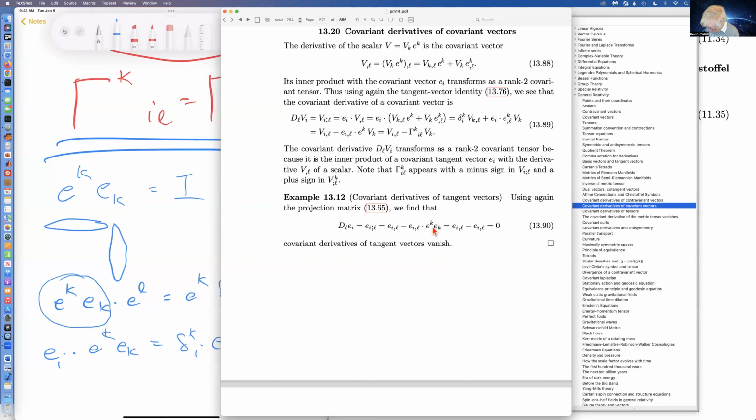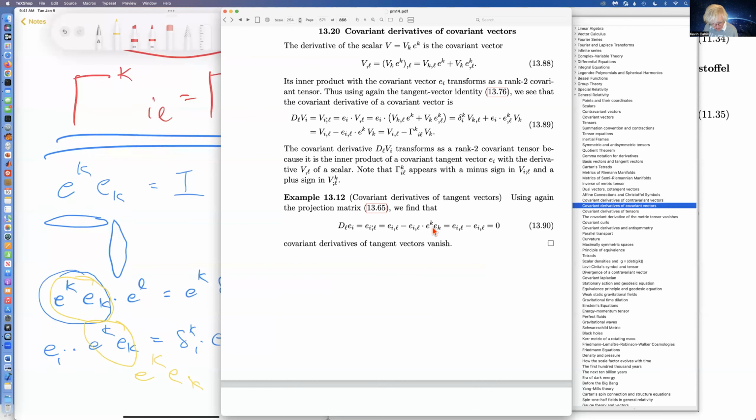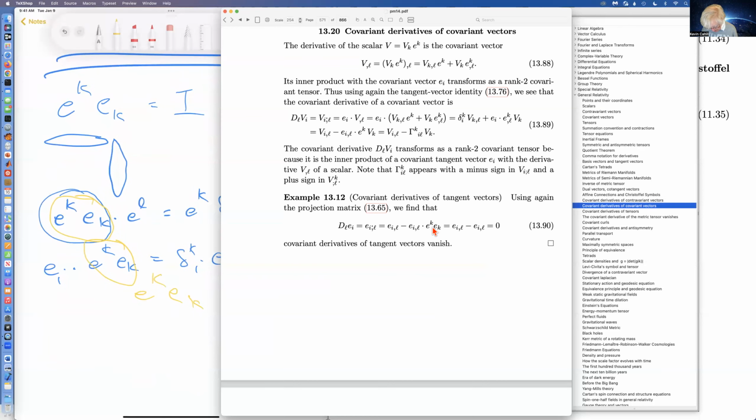So what we see here then is that this quantity, when dotted into EL on the right, gives you EL. When dotted into EI on the left, gives you EI. So EK, the outer product of the kth cotangent vector with the kth tangent vector, summed over K from 0 to 3, if we're talking about general relativity, is the 4x4 identity matrix, which is 1, 1, 1, 1, zeros everywhere else.